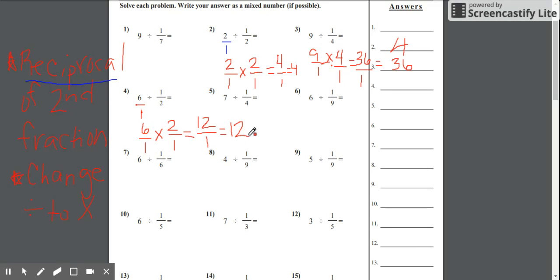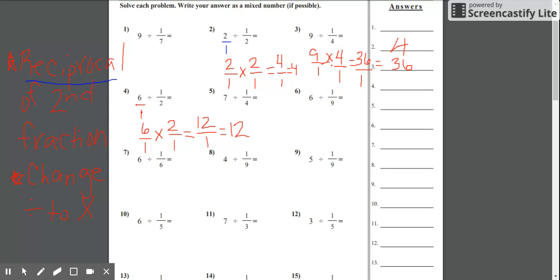And that is all you have to do when you are dividing fractions. You find the reciprocal of the second fraction, change the division sign to a multiplication sign, and then work the problem out as if you're multiplying a fraction.